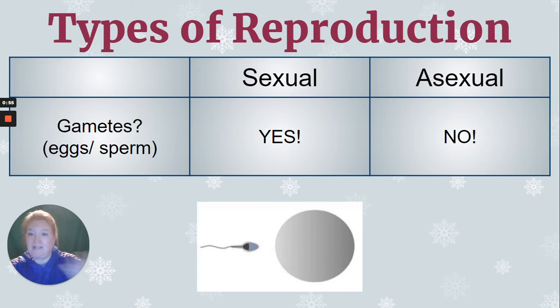What about gametes? Are eggs and sperm involved? Only in sexual reproduction. In asexual reproduction, no eggs, no sperm, just one parent. Sexual reproduction, two parents, one contributing an egg and one contributing a sperm.